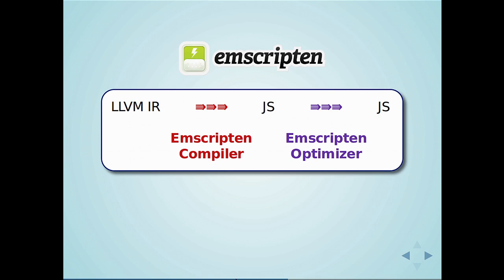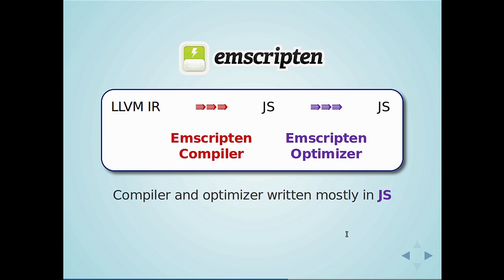So this is what the compilation process looks like. We take LLVM IR, we run that through the Emscripten compiler. It generates JavaScript. As I said before, it sort of lowers it more or less 1-to-1. We then run that through our optimizer, which takes as its input JavaScript and emits JavaScript, but hopefully faster JavaScript. And actually, the compiler and optimizer are written themselves in JavaScript.